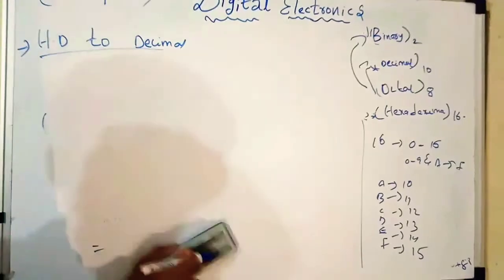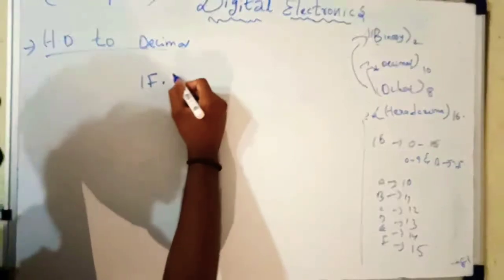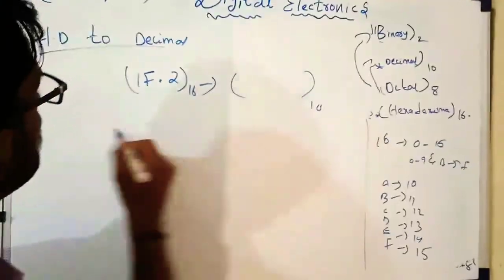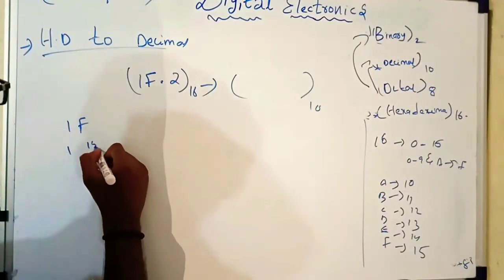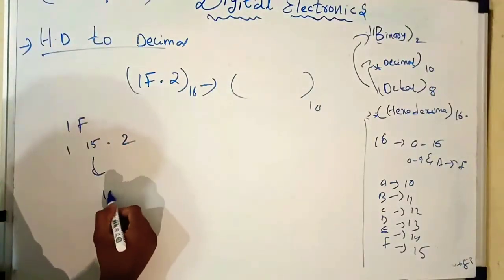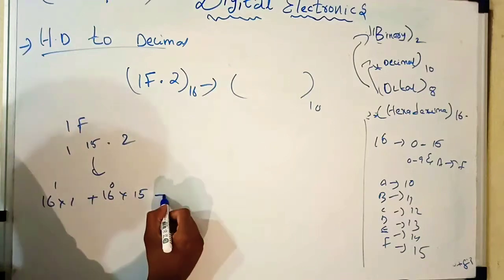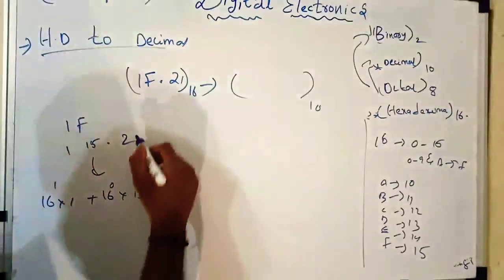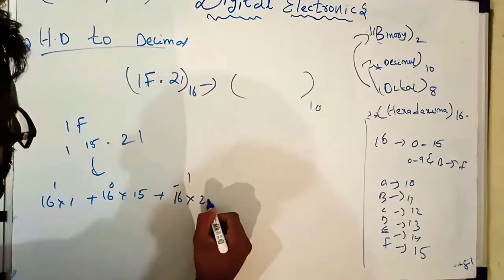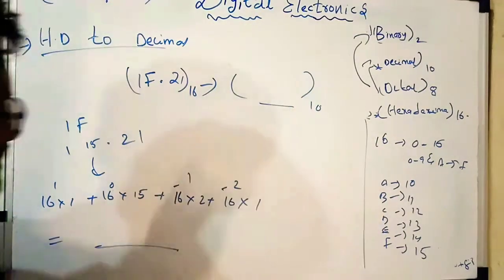Now we will see the fractional part. 1F.2 hexadecimal to decimal. 1F means 1, 15, and then .2. Here this is 16 power 0 into 15 plus 16 power 1 into 1 plus, for the fractional bit, 16 power minus 1 into 2. The value which we get here is the decimal equivalent value.